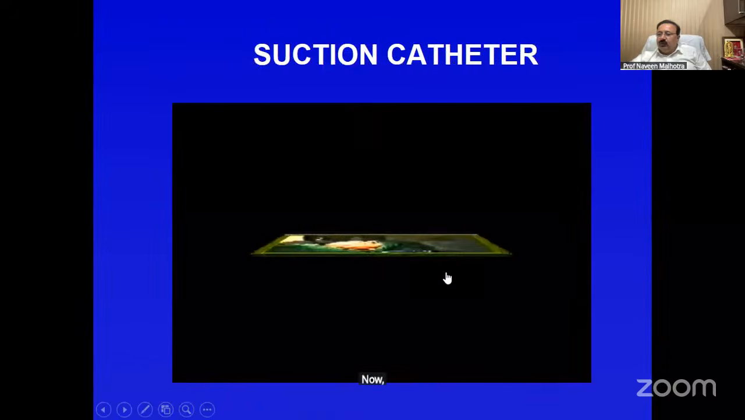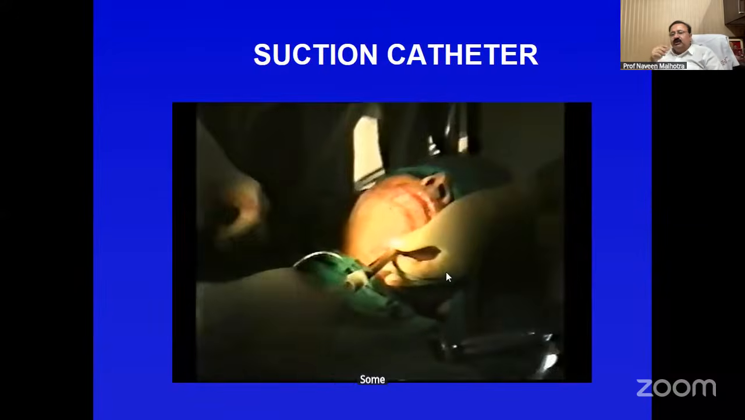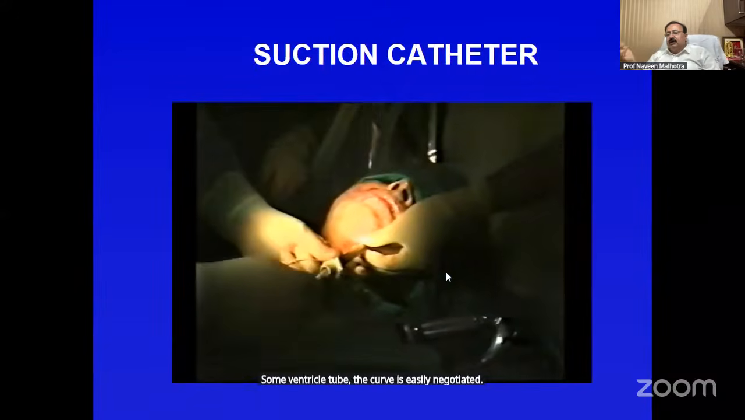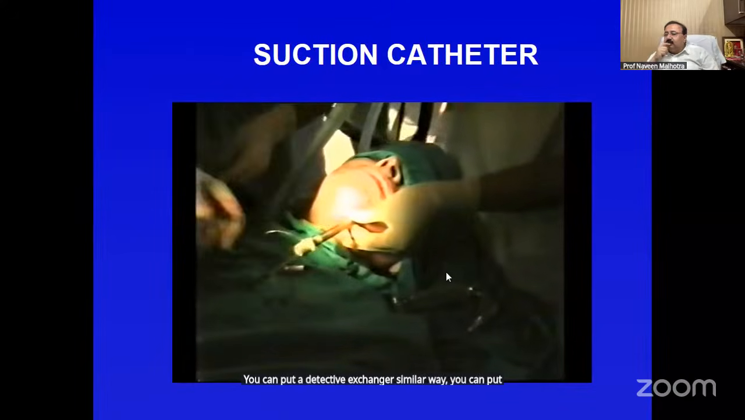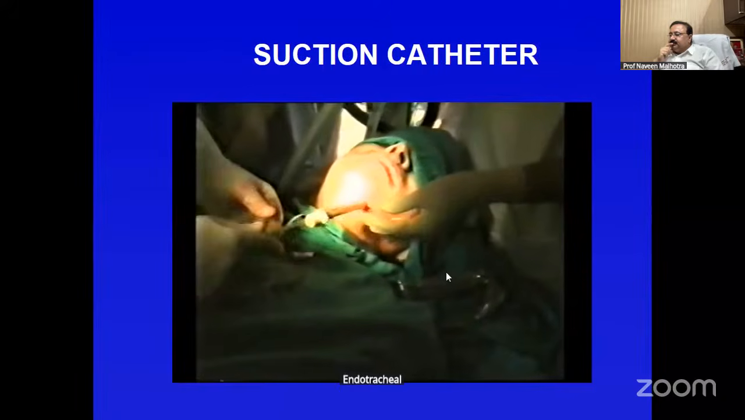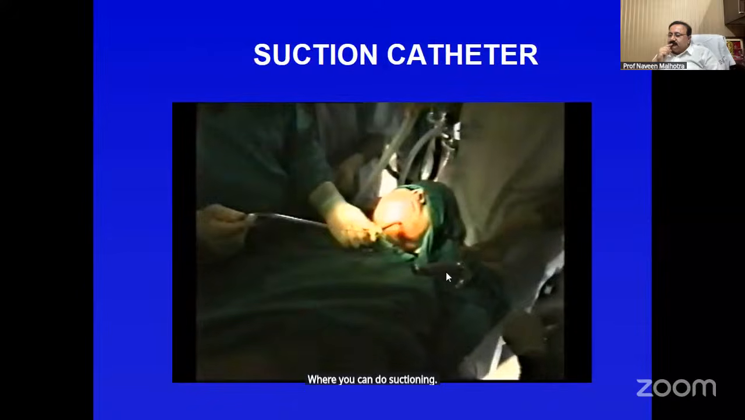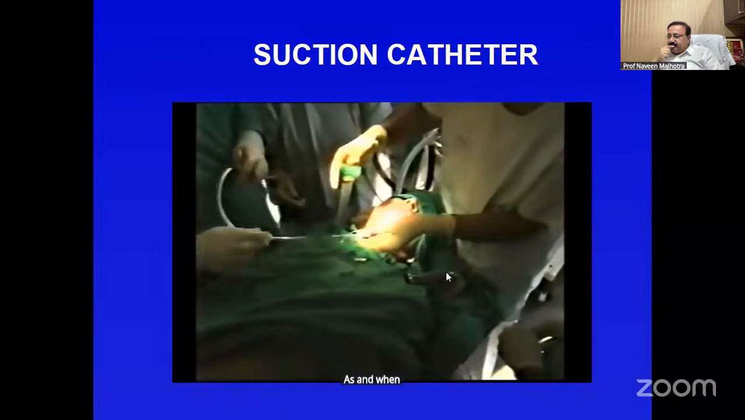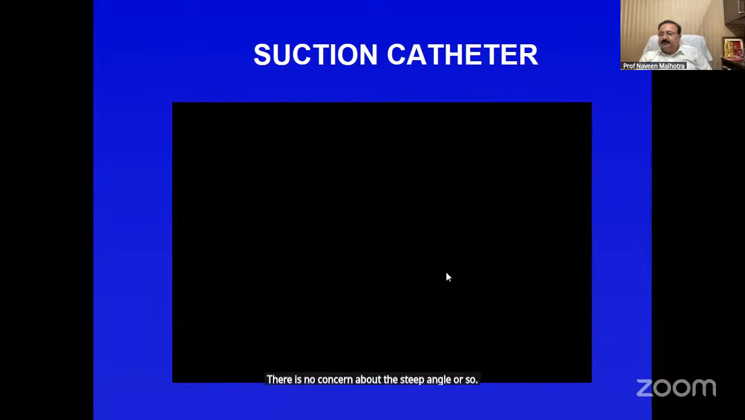Now, if you want to do suction through this submentotracheal tube, the curve is easily negotiated. You can put a tracheal tube exchanger. Similarly, you can put an endotracheal suction catheter, where you can do suctioning as and when required. There is no concern about the steep angle.